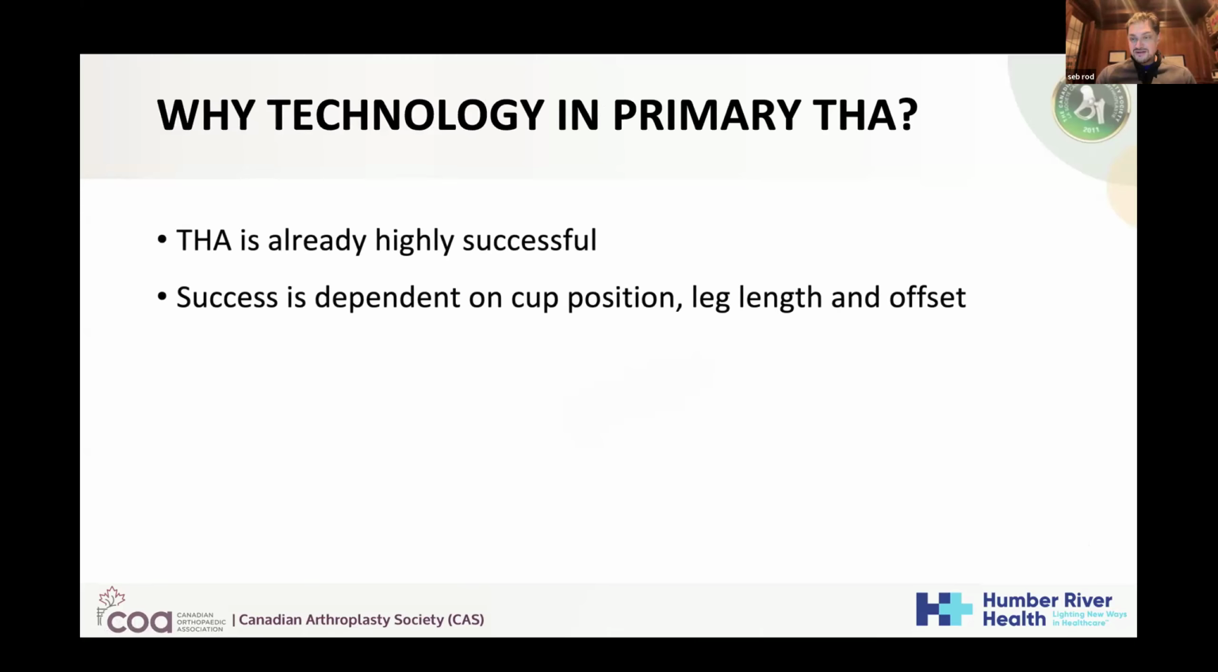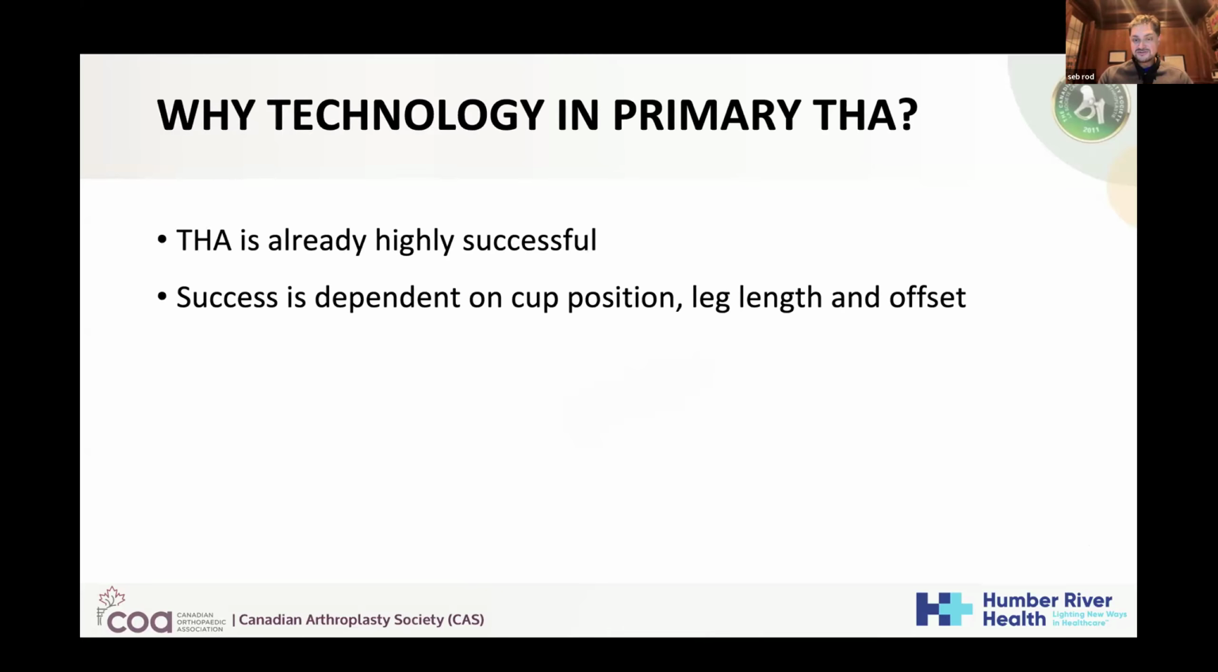So why do we even have to talk about technology in total hip? I think you've just heard some great talks that show this is a historic operation with a high success rate. And we've heard a lot of talk about how do we deal with that success? And it's dependent on a couple of key things: your cup positioning, your leg length, and your offset.